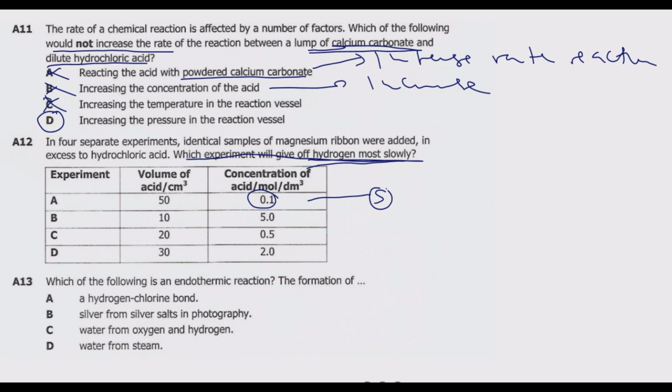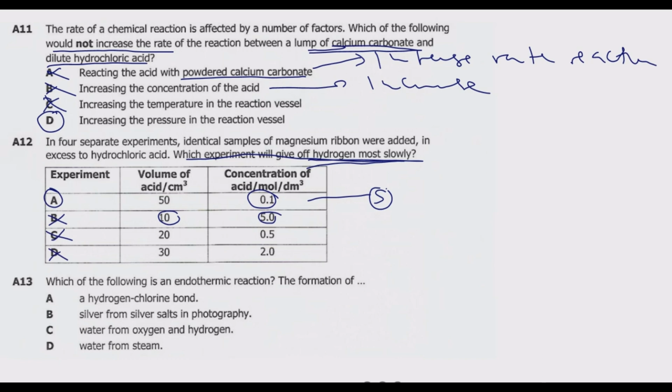So if you look at other options, this 10 is small, but the concentration is high, so this should be slower than A. So B cannot be the answer. C, the volume is 20, concentration is higher than the one in A, so this reaction would be slightly faster than in A. So it would give us our hydrogen at a slightly higher rate. Then D, 30 centimeter cubed, which is lower than that of A, concentration is higher than that of A, so D cannot be the answer also. So A is the best answer.